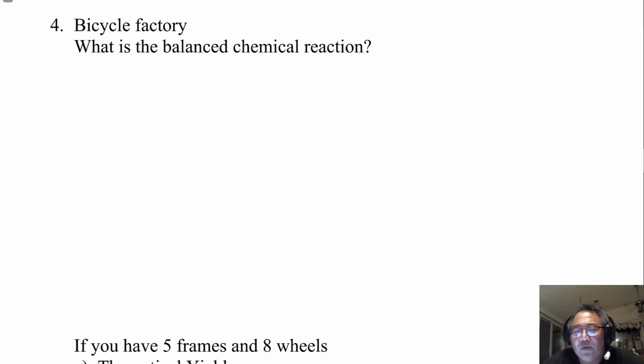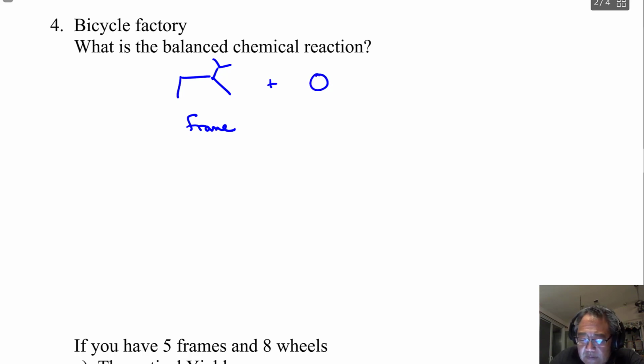Now I don't know much about bicycles. I like riding bicycles. I usually ride one every day. But if I wanted to make a bicycle, I'm a little hard pressed. But if I was to write a balanced equation, I might write one that looks like this. That's a frame. And then how many wheels? Well, you need wheels. And then from that, you should be able to make a bicycle.